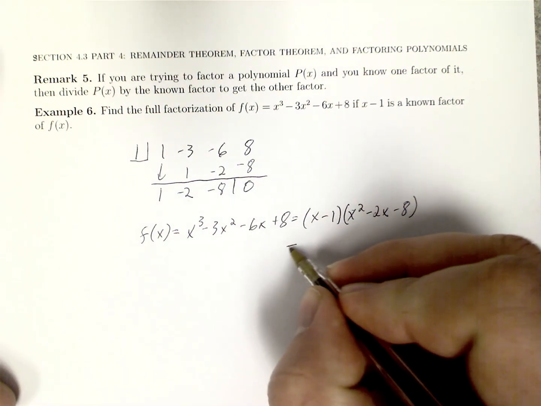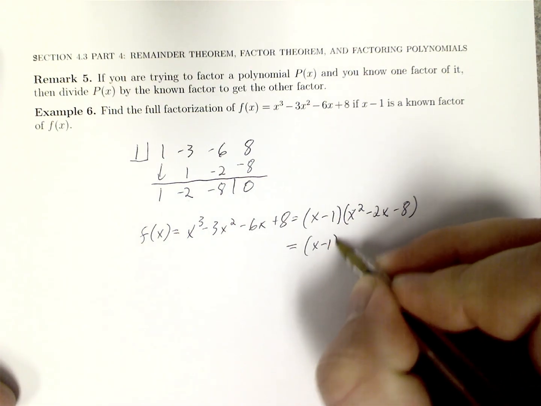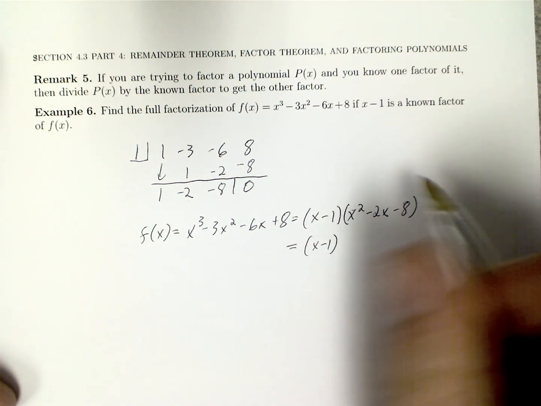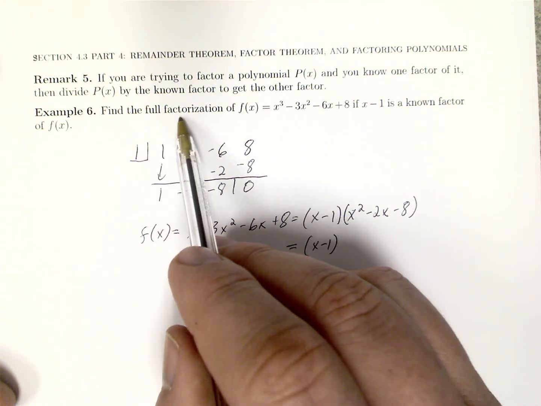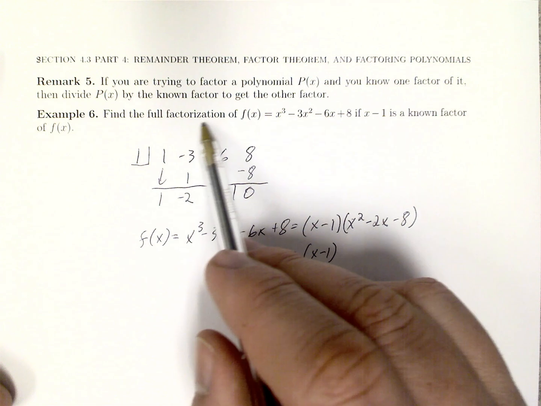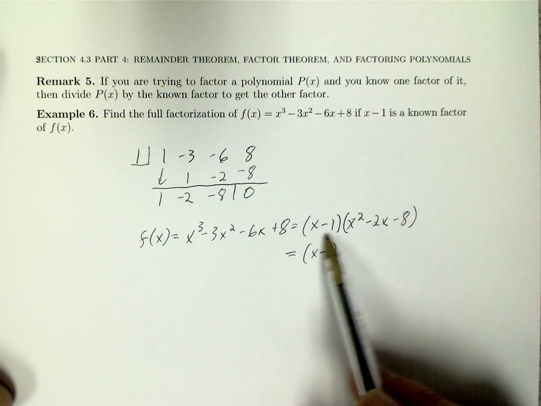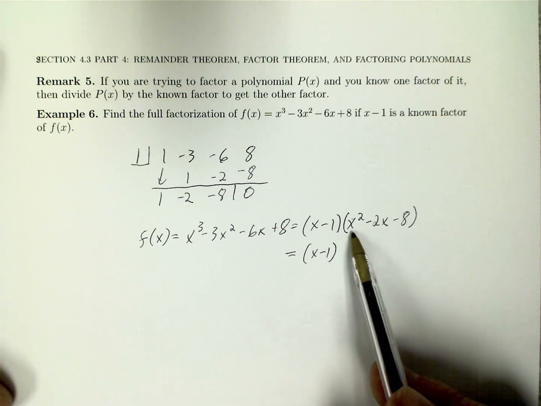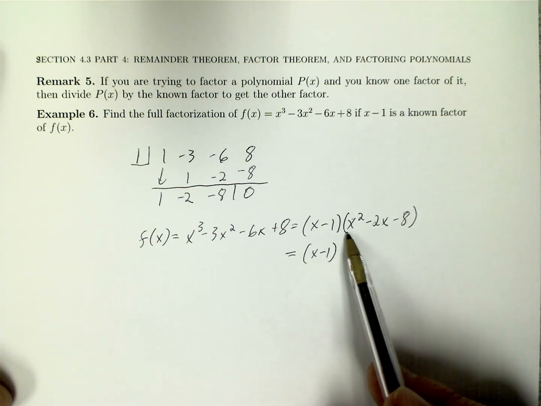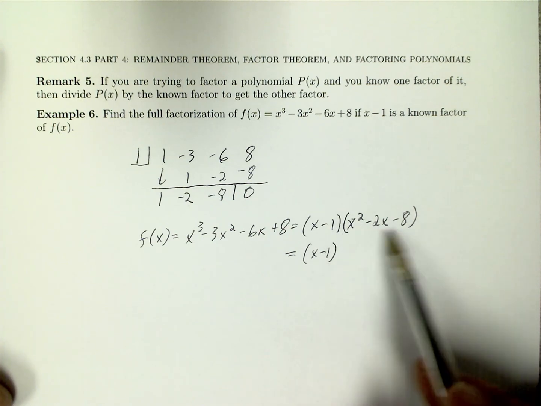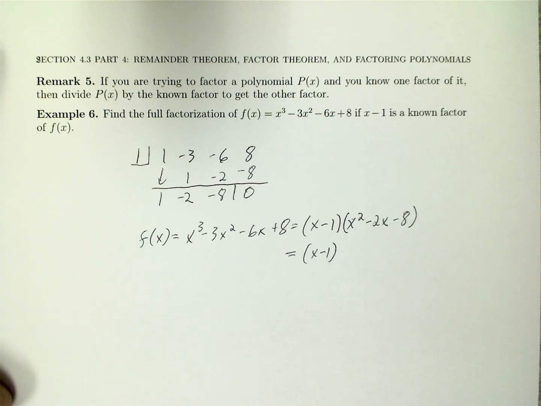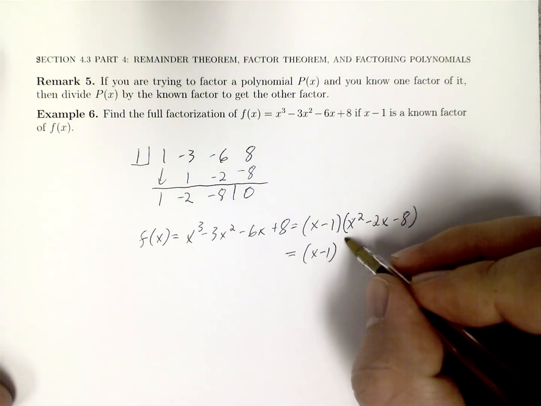However, it's not completely factored, and that's what we're trying to find for this problem. We're trying to find the full factorization of f of x. But we've only found x minus 1. This is a linear factor, and what we want to factor is this, x squared minus 2x minus 8. So what can we factor it into?